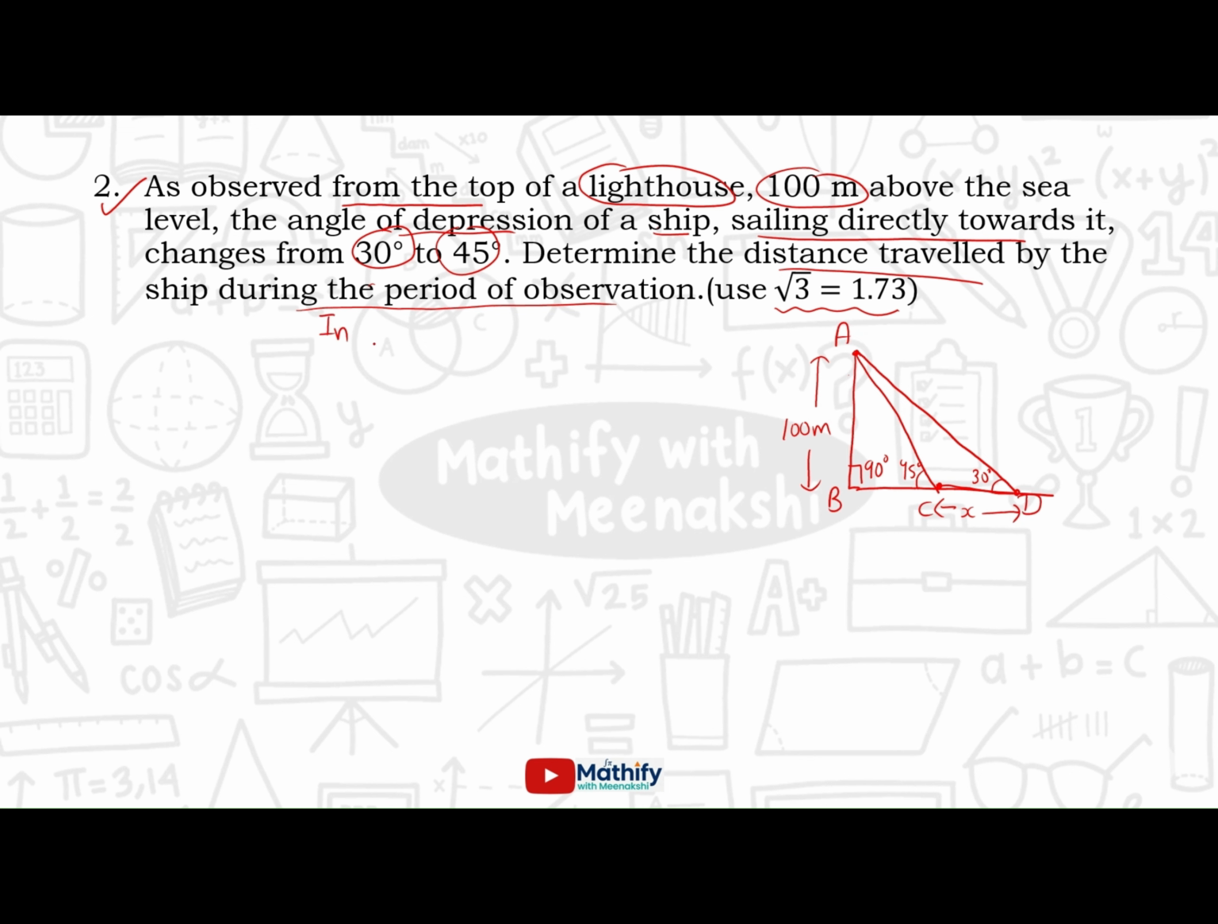Again, we have to select two triangles, one for 45 degrees, one for 30 degrees. So first I'm selecting the triangle for 45 degrees, that is ABC. In triangle ABC, tan 45 is equal to perpendicular by base, that is 100 by BC. If you want to take any variable instead of BC, you can take that. Now what is tan 45? That is 1. So 1 equals 100 by BC. Just do cross multiplication. That means your BC is 100 meters.